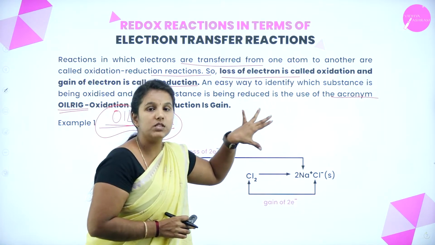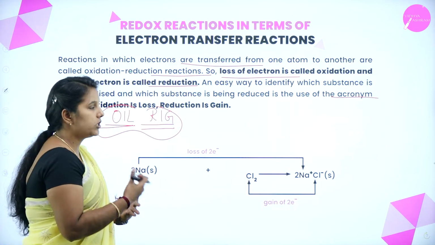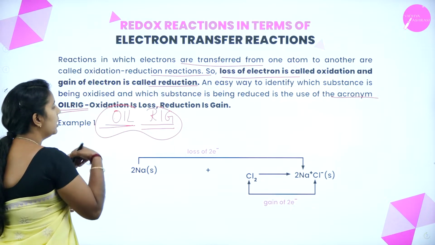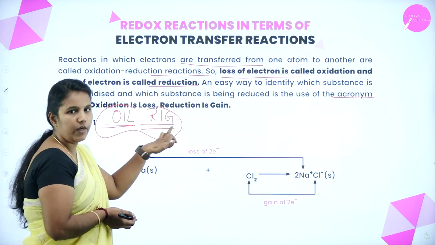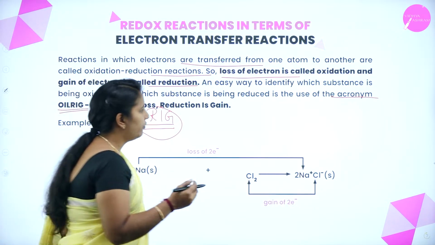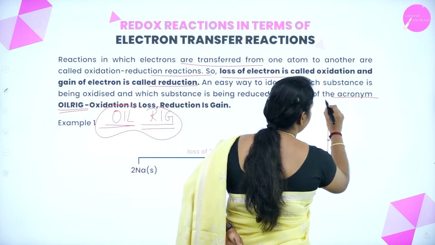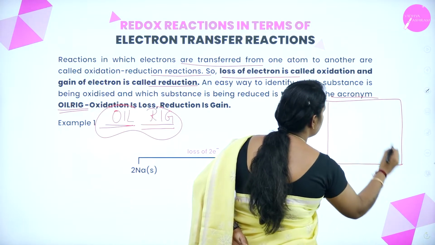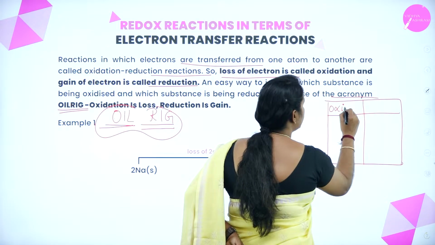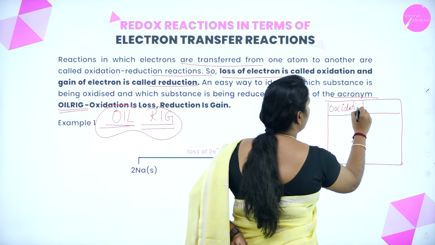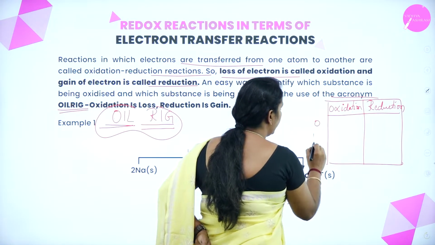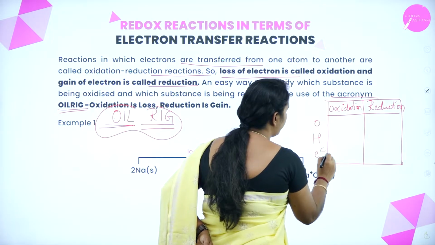In terms of electron, oxidation can be defined as loss of electron, whereas reduction is gain of electron. So we can easily remember it with OIL RIG. Finally, we have a table for remembering oxidation and reduction, in terms of oxygen, in terms of hydrogen, in terms of electron.